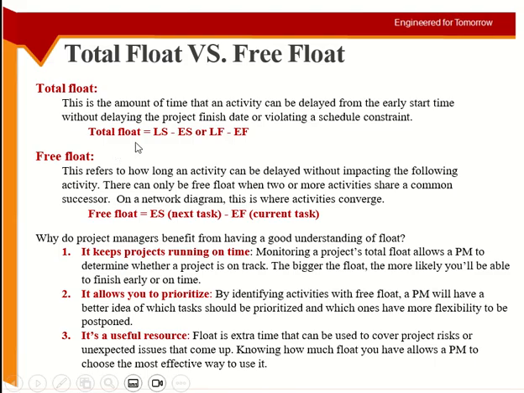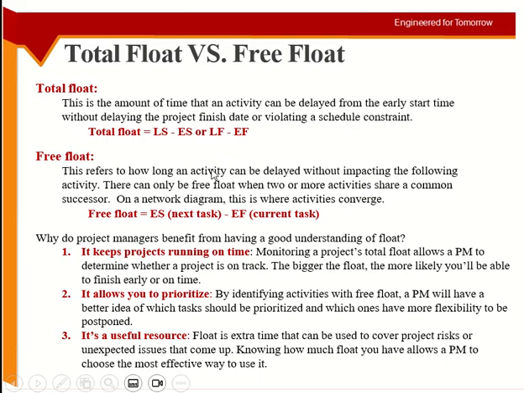Yeah, okay, so they are here. Total float means the amount of time an activity can be delayed from the early start without delaying the project finish date. And the free float is the amount of time the activity can delay without affecting the next activity. So this is for the full project and this is for the next activity. For total float, you take the difference of the early times: the late time minus the early time.